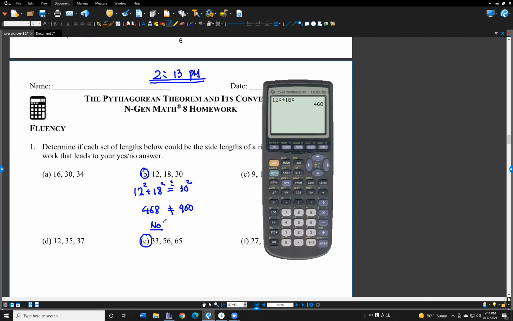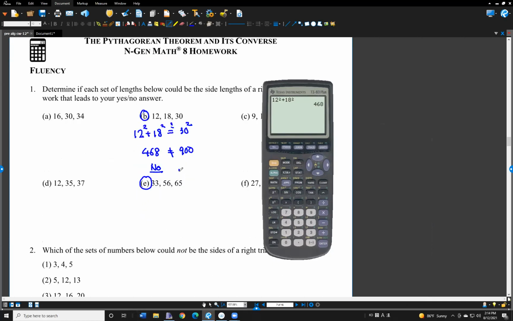This is not a right triangle. What about E? This is the longer side, which is the hypotenuse. So 33 squared plus 56 squared equals 65 squared. You check it out. 33 squared plus 56 squared equals how much? 4,225. Right, this is 65 squared. Yeah, that's the same number. This is the sides of a right triangle, because these three numbers are a Pythagorean triple.